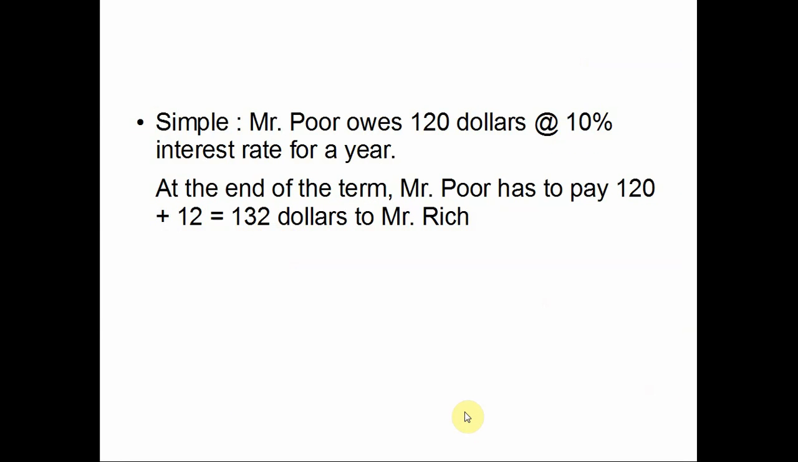Now, we'll go a little bit more in detail. So, Mr. Poor, let's say, owes $120 at a 10% interest rate for a year, and let's suppose that the term is 1 year. At the end of the term, Mr. Poor has to pay back $120 plus an interest of $12 calculated using the same formula I mentioned above. So in total, it would amount to $132 to Mr. Rich. I'll use the same example in the compound interest formula as well.